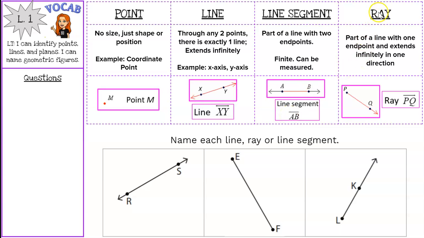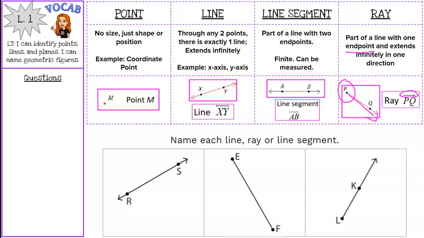And then lastly, a ray is a part of a line with 1 endpoint, and then it extends infinitely in one direction. With naming rays, we always start with the endpoint and then go to the next letter that has the arrow portion. So ray PQ, we start with the P, and if you see the little line over the top, it only has an arrow on one side.